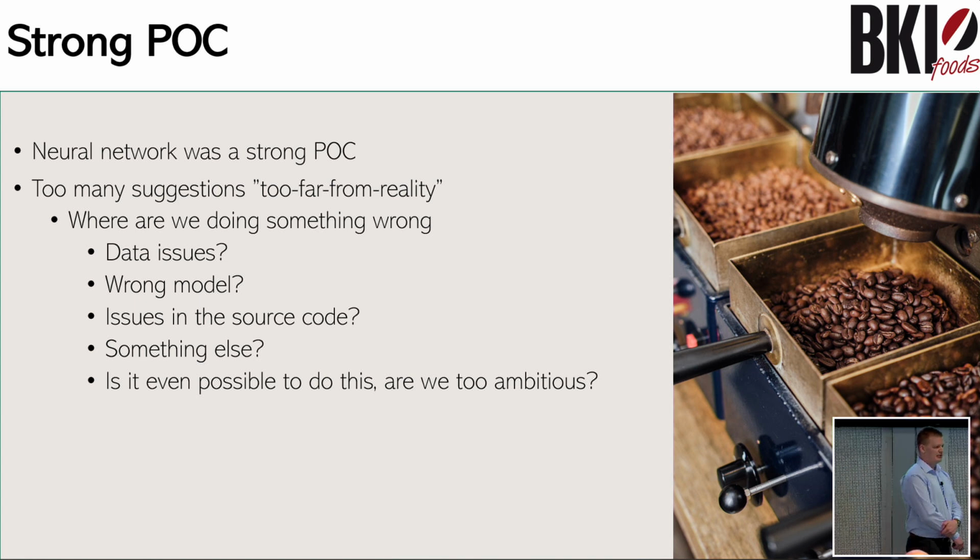So of course we did some testing and pretty quickly realized that while the proof of concept was very strong, it wasn't accurate enough for it to be usable in our day-to-day work. We had too many suggestions, too far from the actual results when trying them out. So of course we began wondering where we were going wrong. Is it data issues or wrong choice of model or perhaps something else, or was it even possible to do this?